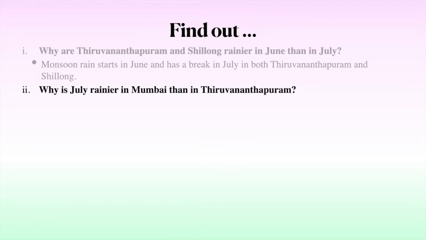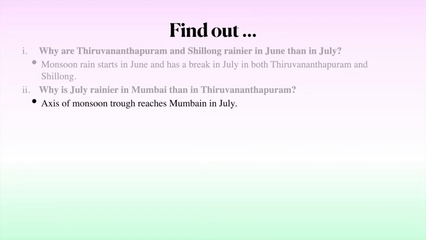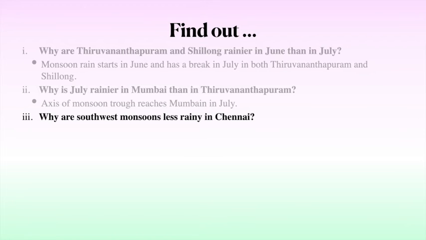Why is July rainier in Mumbai than in Thiruvananthapuram? Because Thiruvananthapuram starts getting rainfall in June itself. The monsoon trough reaches Mumbai in the middle of June, around June 15th, and gets intensified only in July. So Mumbai gets more rain in July than in Thiruvananthapuram.